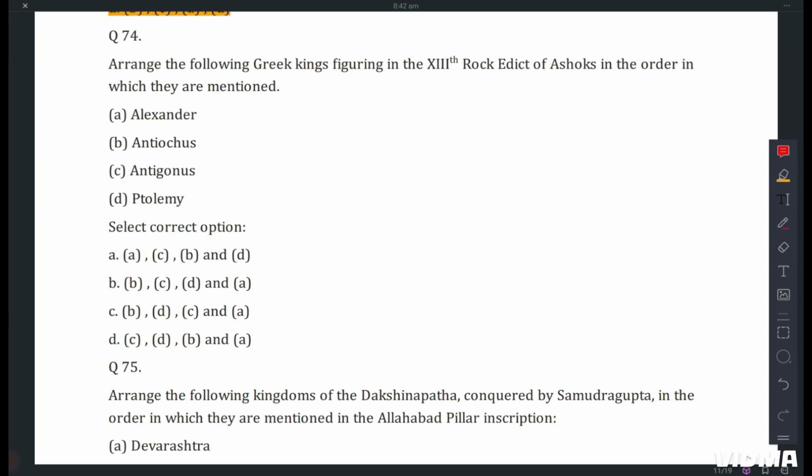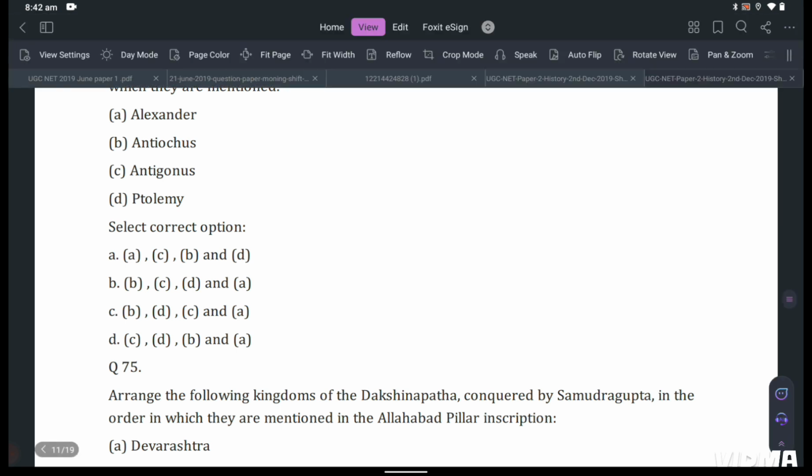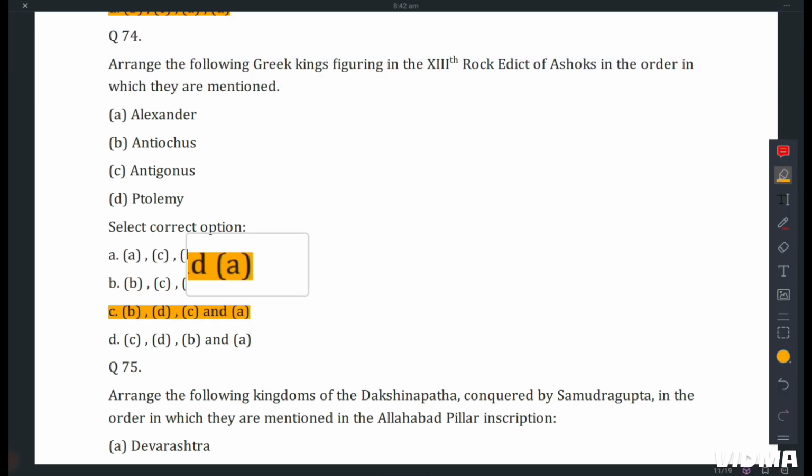It is option C. Yes, option C. B, D, C, A. सबसे पहले आते हैं Antiochus, then Ptolemy, then Antigonus, and then Alexander. Okay, which is in the 13th rock edict of Ashoka. First is Antiochus. Then Ptolemy, then Antigonus, and then comes Alexander, सबसे last.